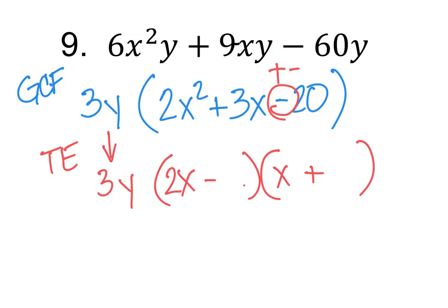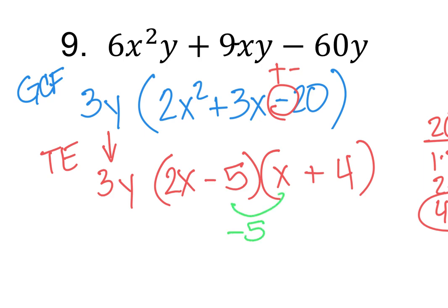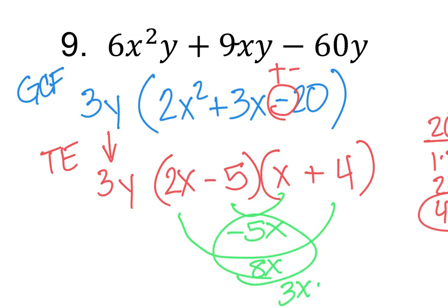And then we have our factors of 20. What would those be? So let's do our factors of 20, 1 and 20, 2 and 10, and 4 and 5. Let's use 4 and 5 since they're closest together. That 4 cannot go with the 2, so we have to put it with that x, and we put 5 over here. Let's check and see if we are correct. Negative 5x plus 8x. That gives us 3x. So yes, we are correct.